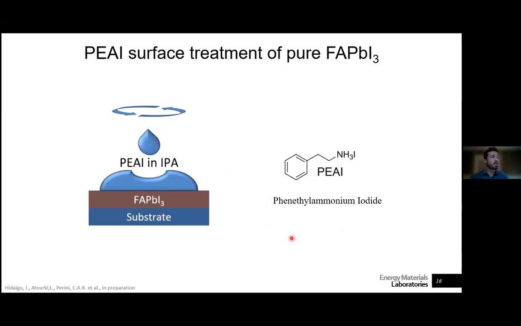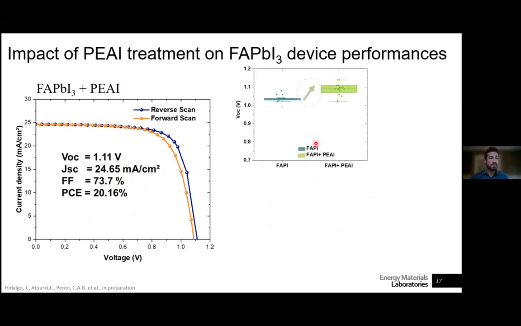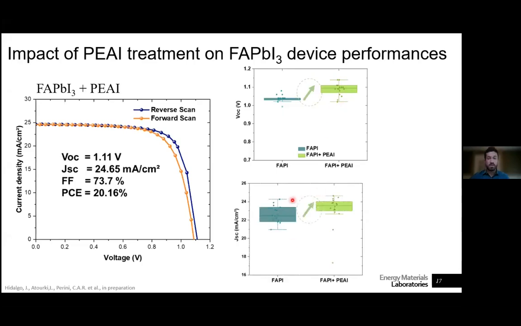So just to show now an example of the use of these bulky cations, we have as an example a layer of formamidinium lead triiodide, which we surface treat with phenethylammonium iodide in isopropanol. And we make solar cells and we get very nice efficiencies, around 20%, with an improvement with respect to the pristine layer, not treated with the phenethylammonium iodide, in the voltages, which is expected if we are reducing non-radiative recombination, but also in the currents.